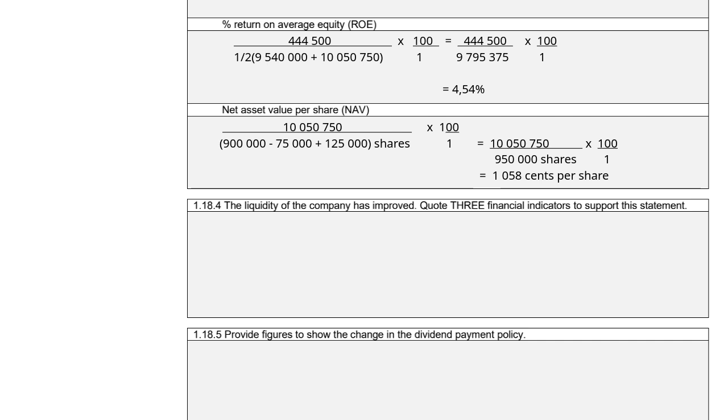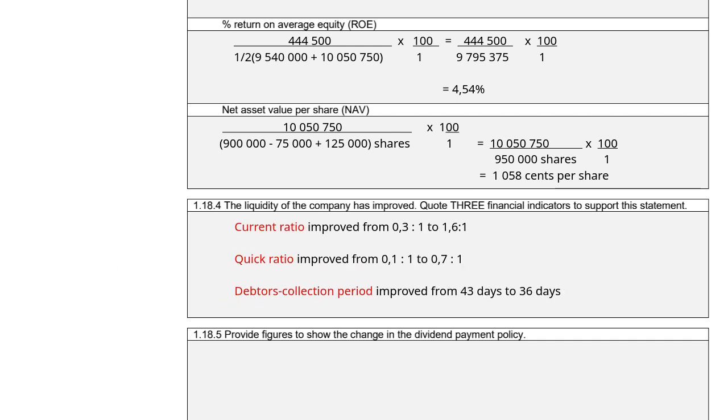1.18.4, the liquidity of the company has improved. Quote 3 financial indicators to support this statement. Okay, so the 3 indicators that I would quote are the current ratio, the quick ratio, and the debtors collection period. The current ratio improved from 0.321 to 1.621. The quick ratio improved from 0.1.1 to 0.721. And the debtors collection period improved from 43 days to 36 days.